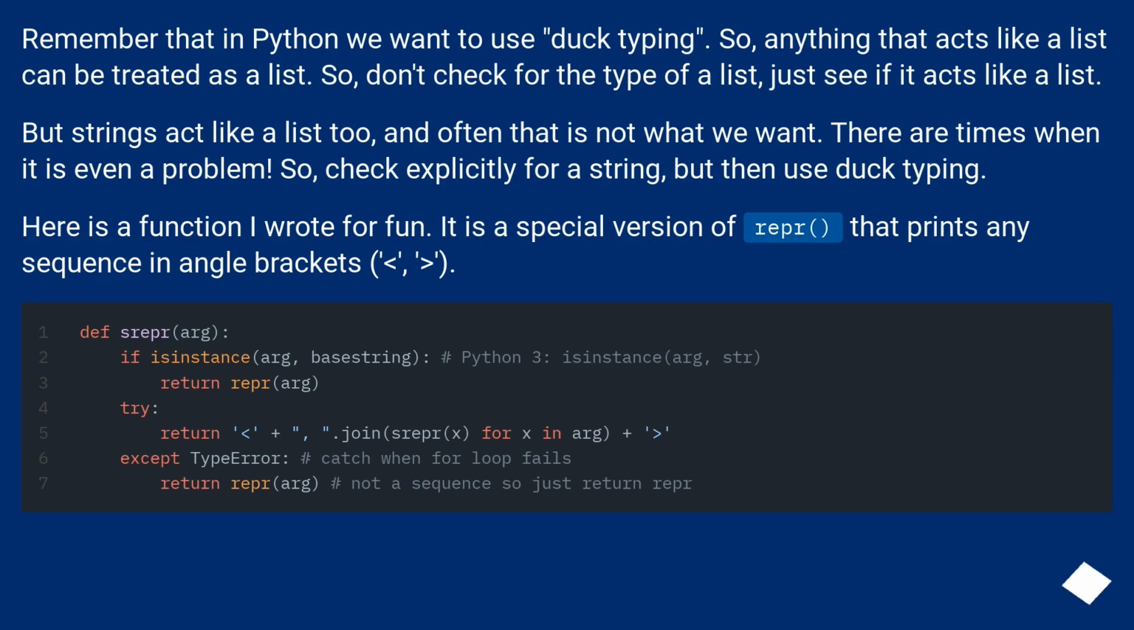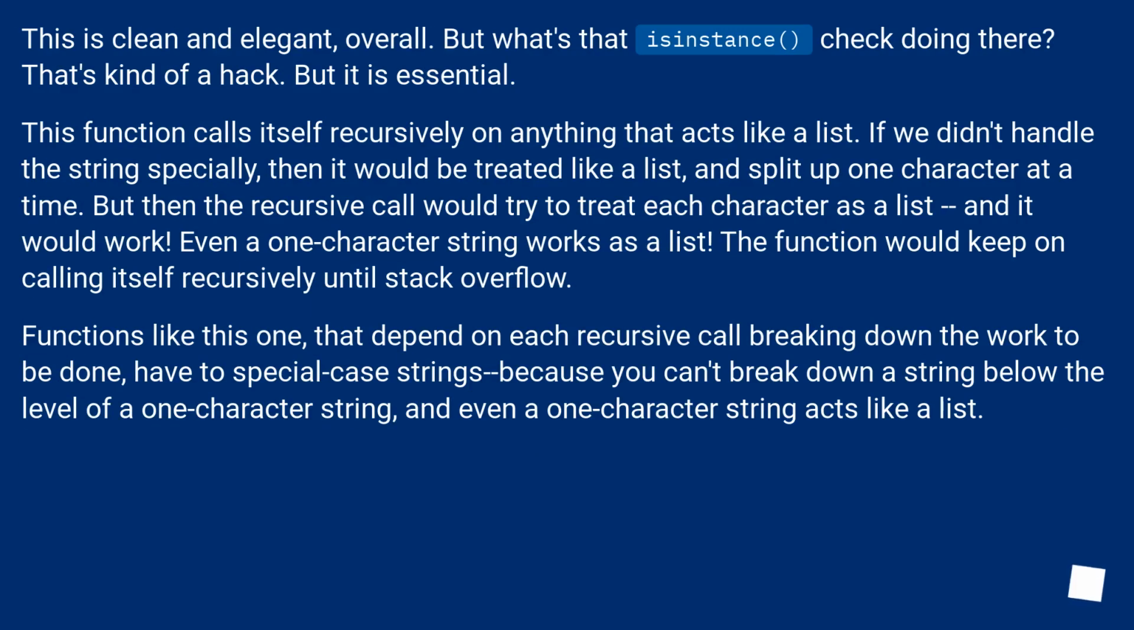Here is a function I wrote for fun. It is a special version of repr that prints a sequence in angle brackets, comma dot. This is clean and elegant, overall. But what's that instance check doing there? That's kind of a hack. But it is essential. This function calls itself recursively on anything that acts like a list.